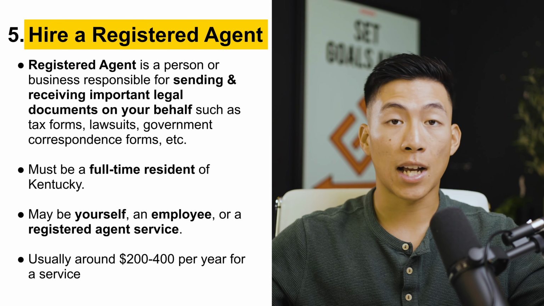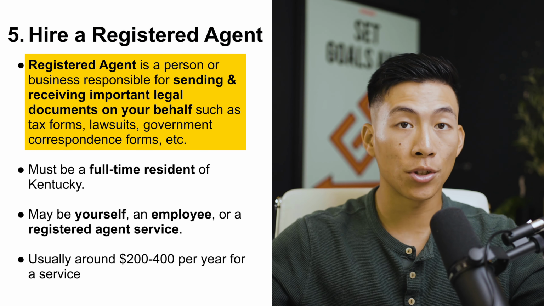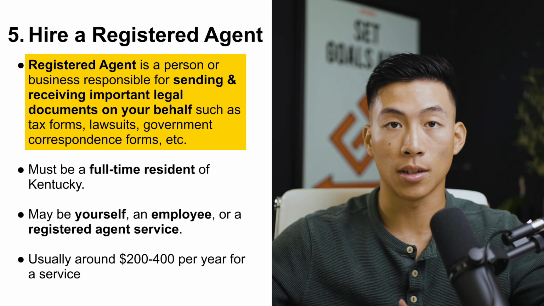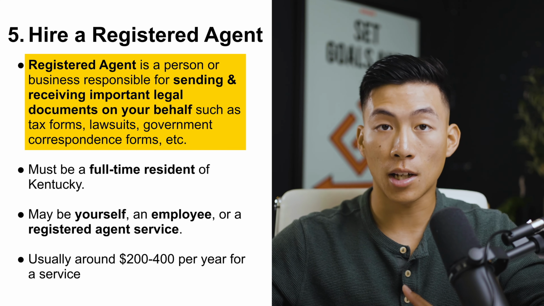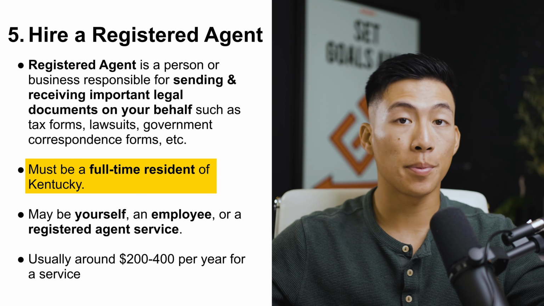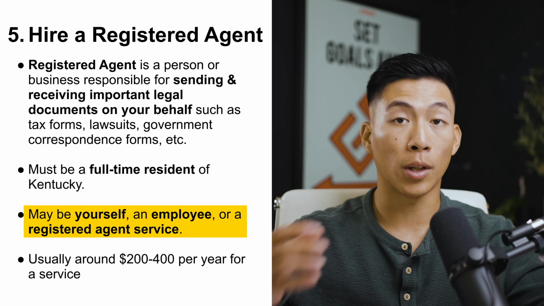Step number five is hiring a registered agent for your LLC. Now, a registered agent is basically a person or business that is responsible for receiving legal documents on behalf of your business. So this can be things like tax forms, lawsuits, government correspondence, and things of that nature. Whoever the registered agent is, they must be a full-time resident of Kentucky. And this can be yourself, an employee, or a registered agent service.